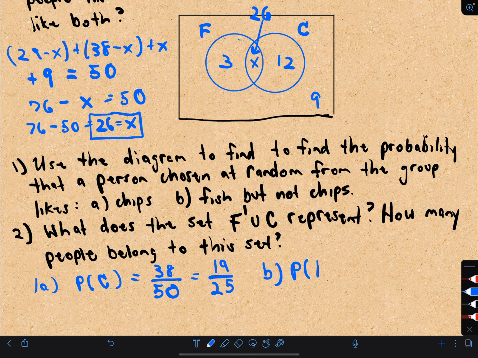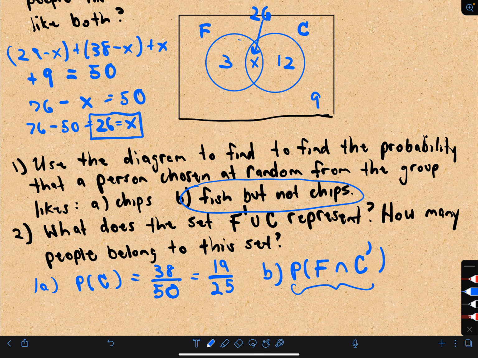So we could write that as the probability they like fish, and so we're going to talk about the complement. So C represents the set of people that like chips. We put a little apostrophe up here, and that's the complement. So the complement of that is the people who do not like chips. So that's what that notation means. This says the probability of people that like fish and don't like chips. So that's how we can represent this sentence using notation.